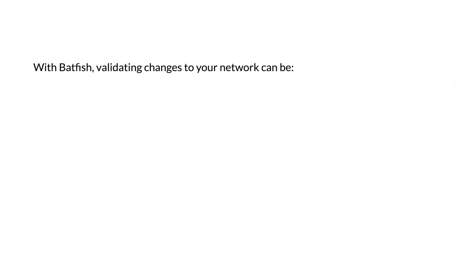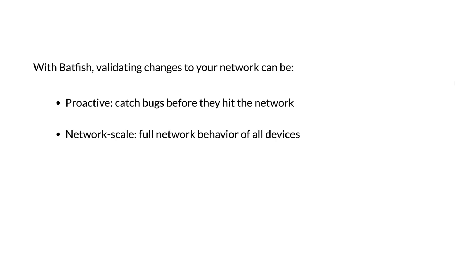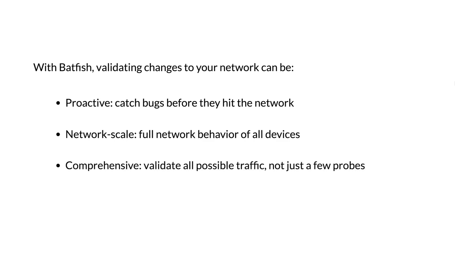With Batfish, change validation can be proactive, meaning you can validate your changes offline before you deploy them to the network. It's also network scale. Batfish analyzes full end-to-end network behavior, allowing it to find bugs caused by interactions between devices far away from each other. And it's comprehensive. Batfish can validate the forwarding behavior for all possible flows. This allows it to find bugs you may never have thought to test. All of this makes Batfish the ideal tool for your change validation workflow.